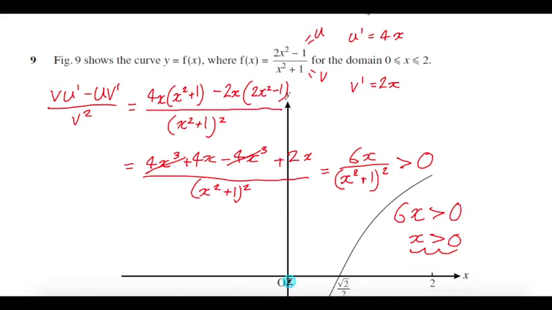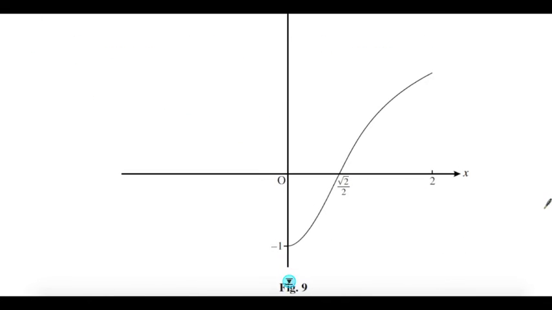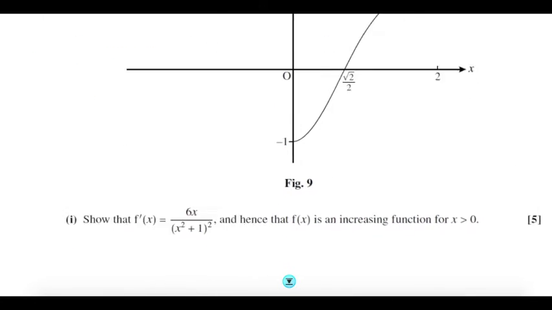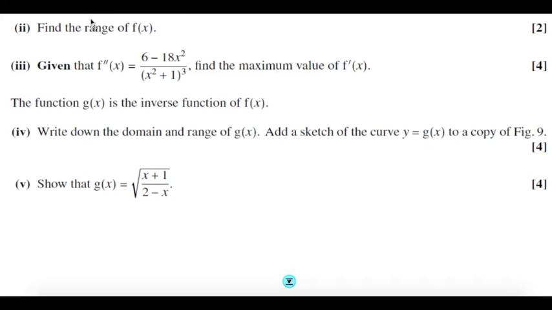Okay. Very good. Right, so that's part 1. I'm assuming there's part 2 somewhere. Right, find the range of f of x.